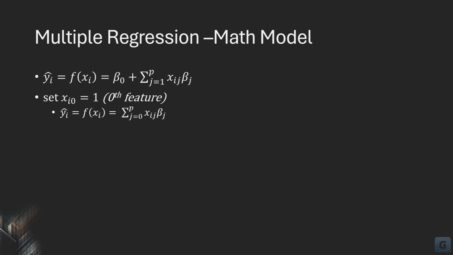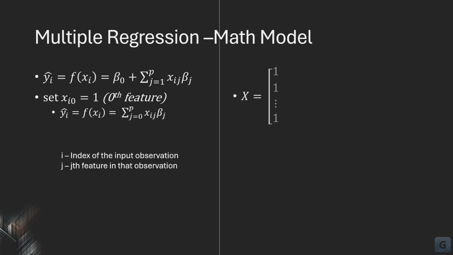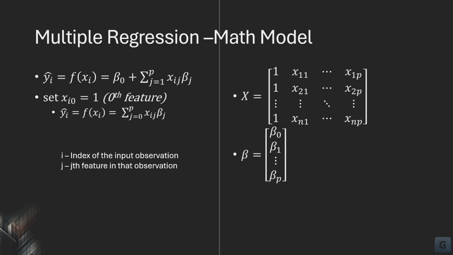Now we write the system of equations using the matrix notation. Here x is an n cross (p plus 1) matrix, where n is the number of observations and p is the number of features. First column is all ones because we have set xi0 equal to 1. The prediction y hat is equal to matrix x times the beta vector.